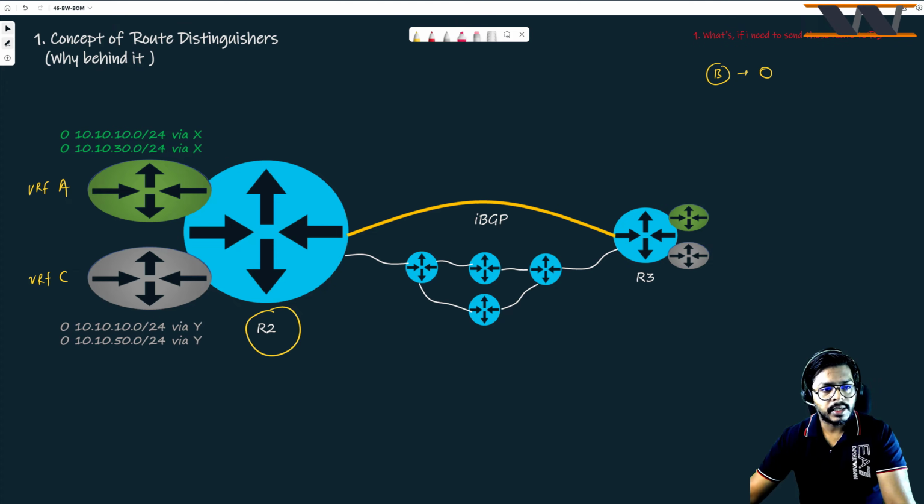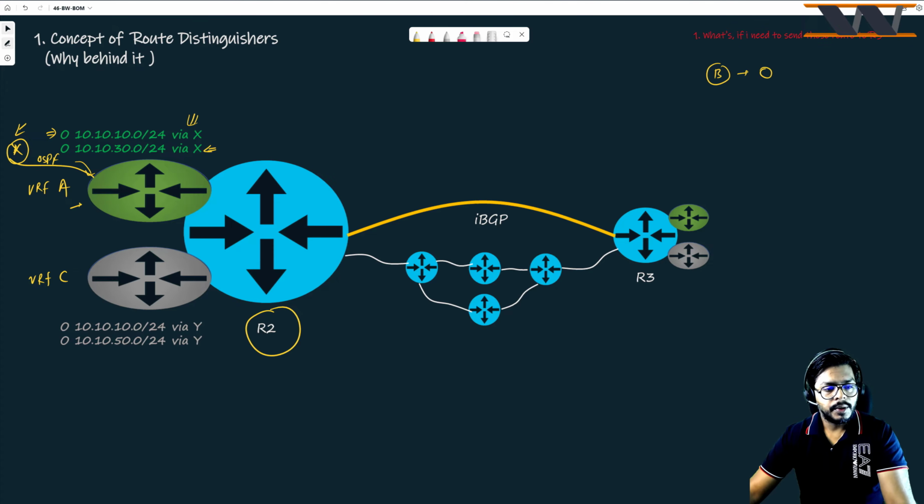And these are learning routes over OSPF via router X. I haven't showcased this router X in the topology, but it is somewhere here. This is your router number X. So basically, between this VRF and this X, a routing protocol is running, which is OSPF. And that is why this green VRF is learning two routes from X: 10.10.10.0, this one, learned via OSPF from X, and 10.10.30.0/24 via X. It is as simple as that.